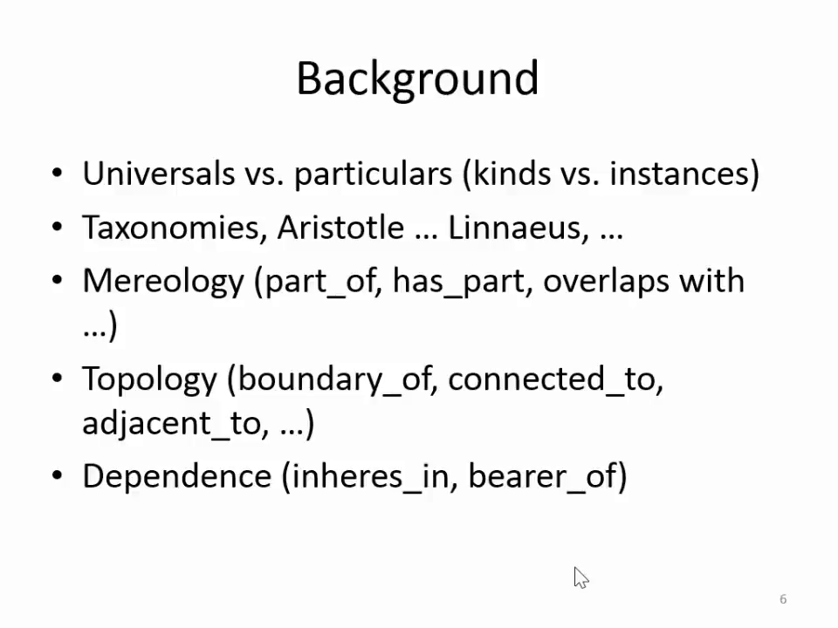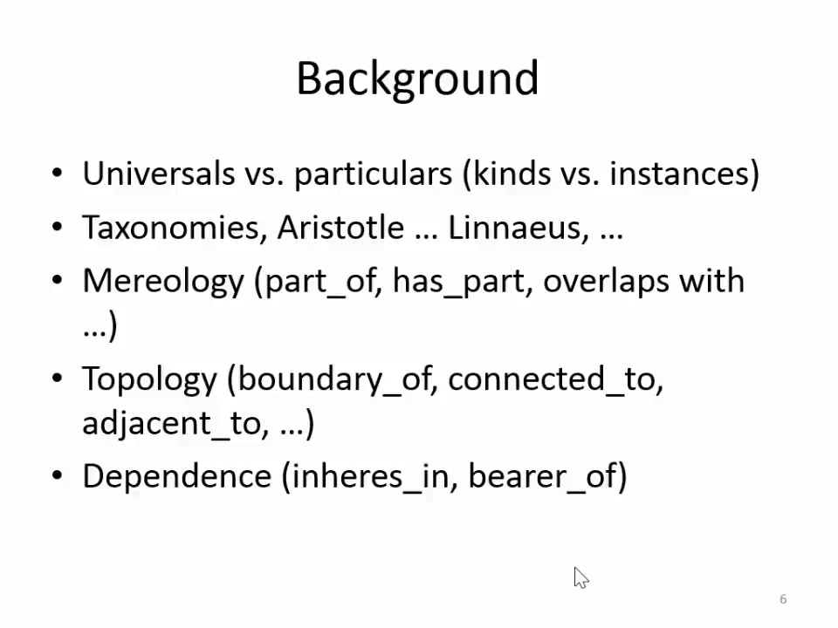Ontologies also involve other relations, including parthood relations. Leg is a part of organism. Every leg is a part of some organism. Also, we have not only part of relations, we have other kinds of relations, including, for instance, topological relations. Leg is connected to torso. Heart is connected to artery, and so on.